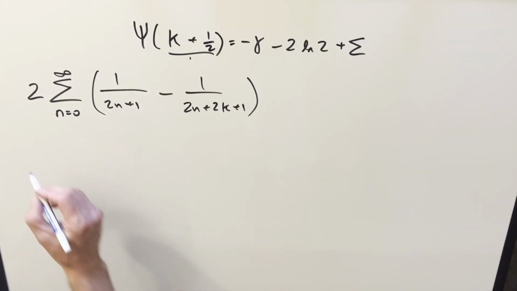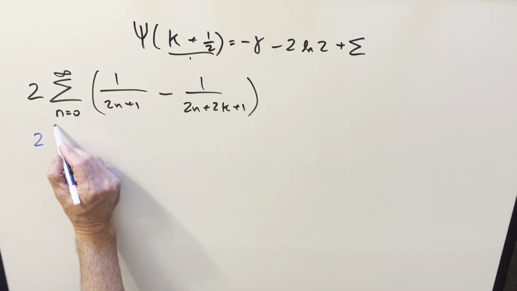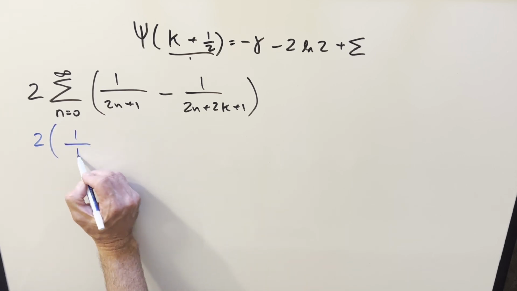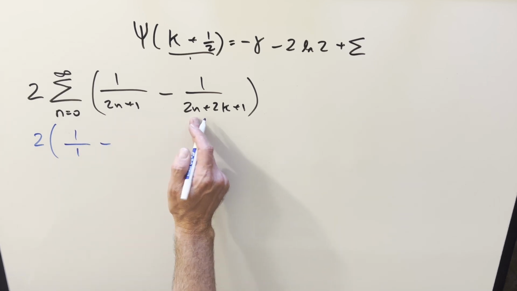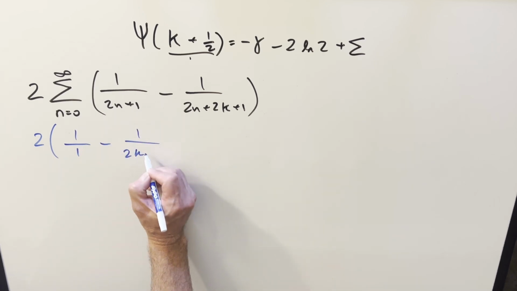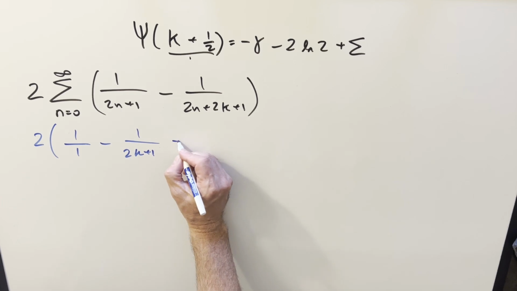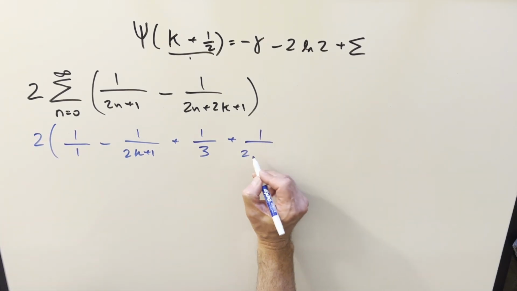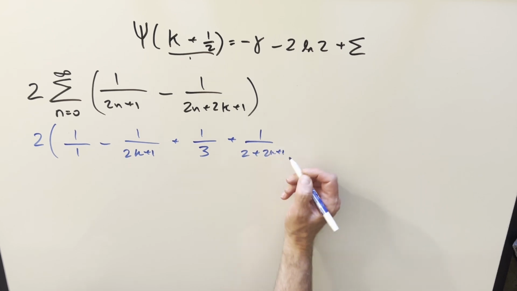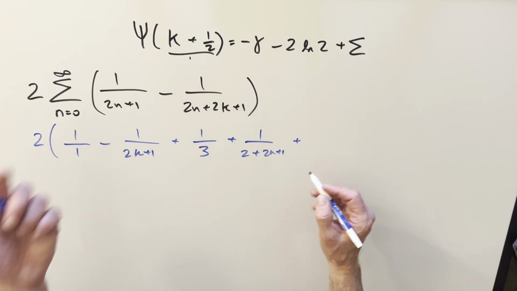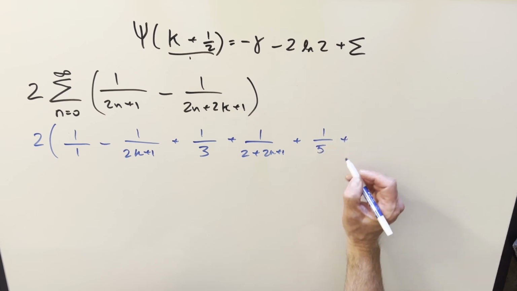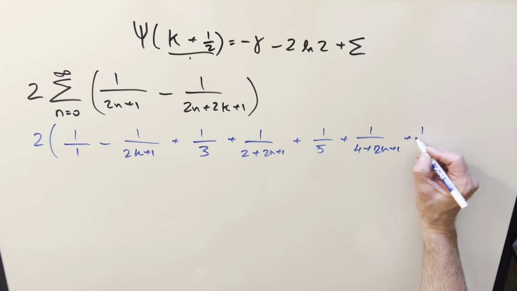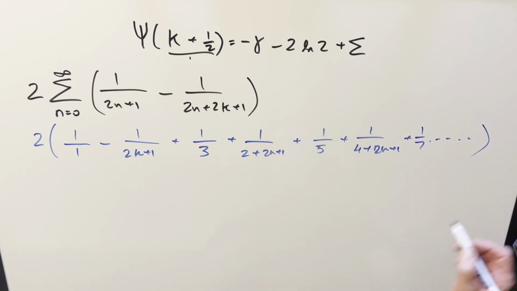Now for what we have left here, again, let's expand out some terms and see what we're looking at. If you plug 0 in for this first one, this is going to be 1 over 1. Then that's going to become 1 over 2k plus 1. Then for the next term, plugging in n equals 1, this is going to become 1 over 3 plus 1 over 2 plus 2k plus 1. Then we'll do another one. You plug in 2, this is going to be 1 over 5. And then this is going to be 1 over 4 plus 2k plus 1. And this, of course, is just going to keep going on and on to infinity.